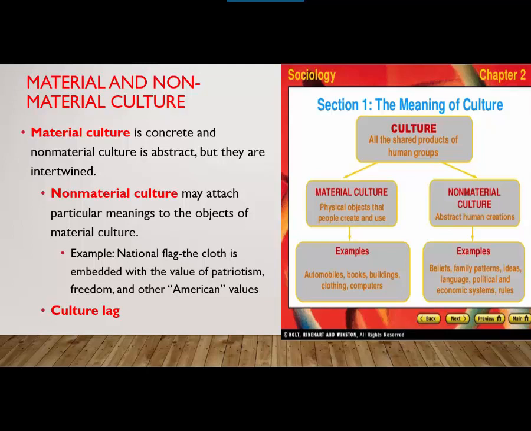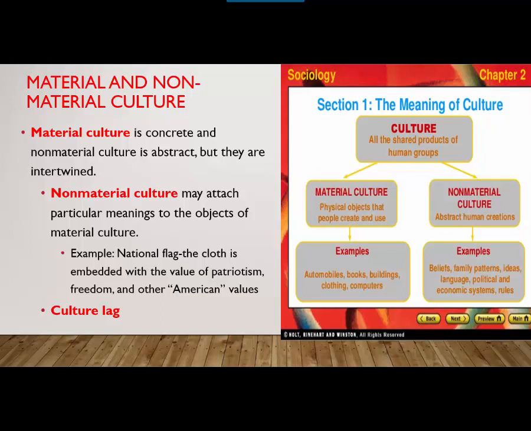Now, before I go a little bit more deeply into those two types of culture, let's talk about the relationship between the two. They are intertwined, so that some elements of our material culture have significance because of our non-material cultural elements. Take something like the American flag. The flag itself is just a piece of cloth with a specific design, but it is embedded with the values of patriotism, freedom, equality, whatever primary American values you believe exist. So that's what gives it meaning.